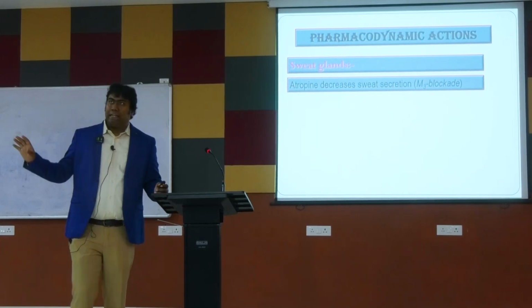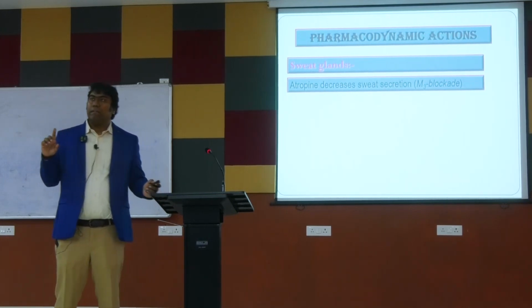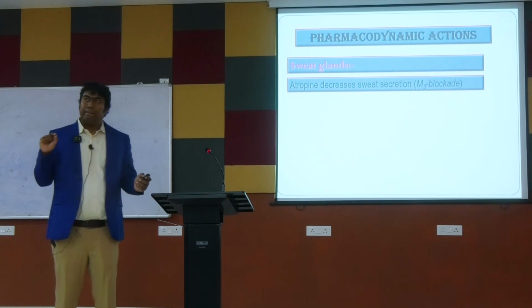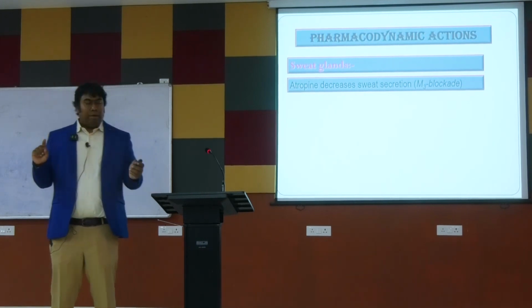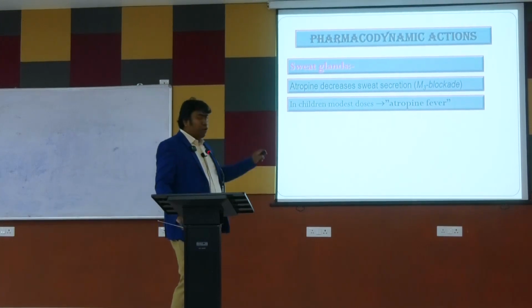Most of these other glands are M3, smooth muscles are M3, heart is M2. It may lead to atropine fever.